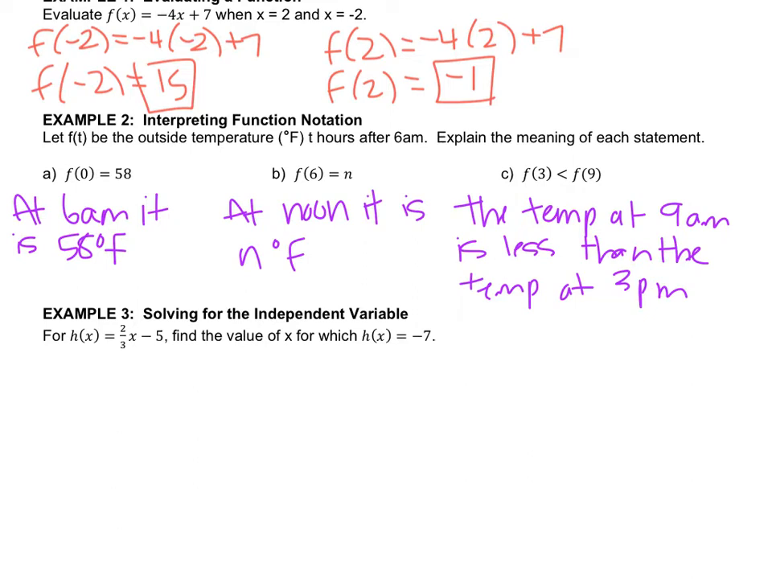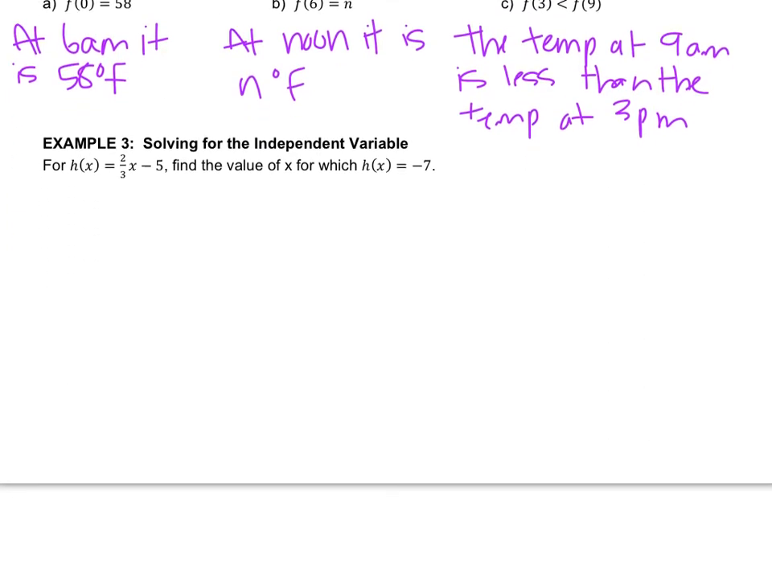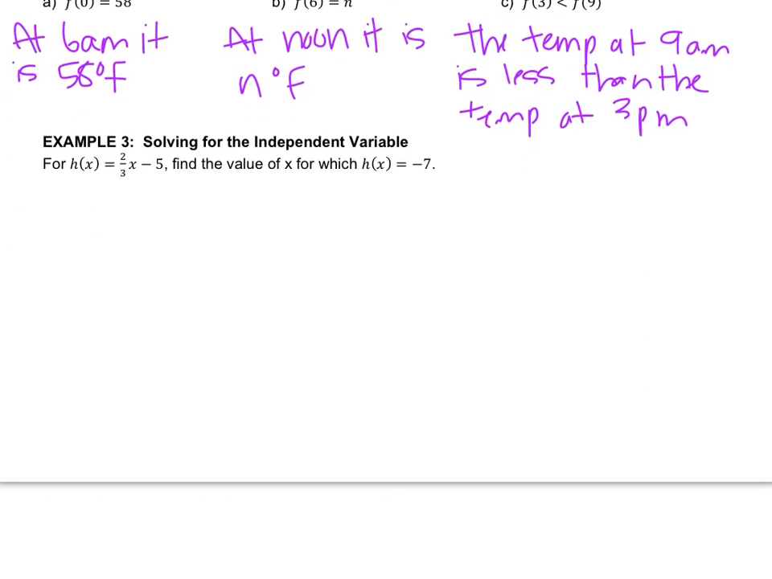Now this one is kind of giving us, in example 3, the answer in a sense, and we have to find out what the value of x is. So if you notice, they gave us h of x, and the reason that they changed the letter is just because they wanted to show that it's a different equation. Sometimes if we have multiple functions in the same story, we use different letters, so this is just an example of why they would switch letters. So h of x is negative 7, so we're not going to plug it in for x, we're going to plug it in for h of x.